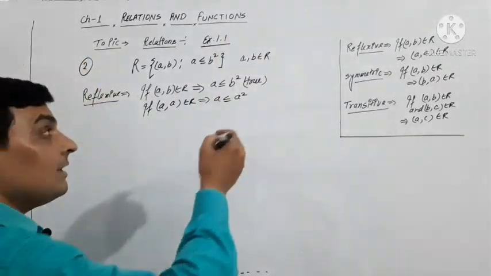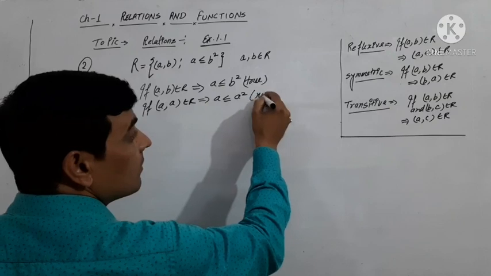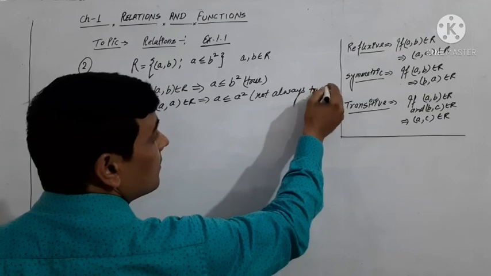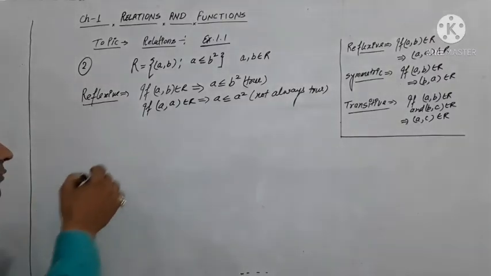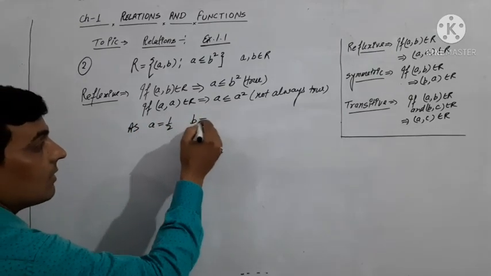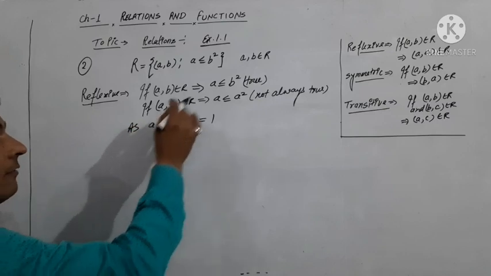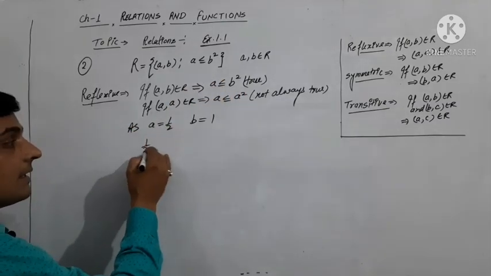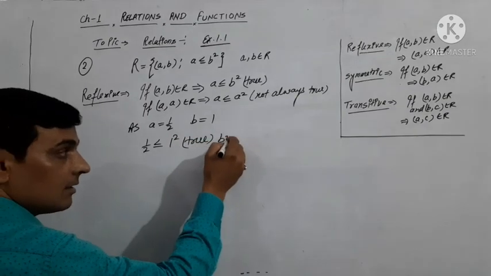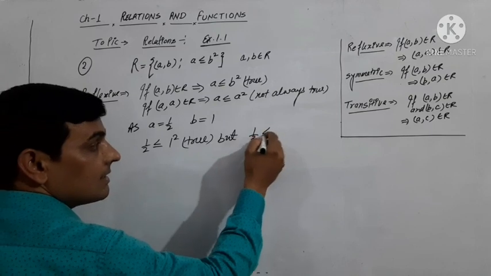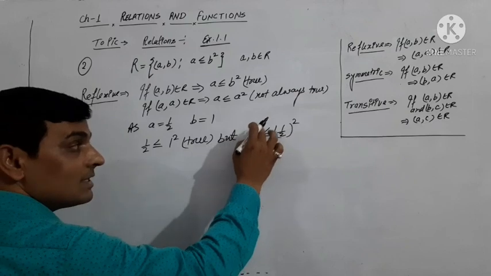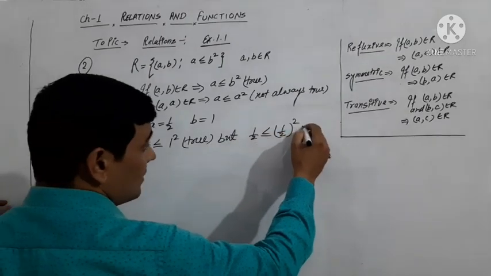No, it will not always be true. Why is this not always true? If we take a equals half and b equals 1, then in the first condition, half is less than or equal to 1 square. This is true. But is half less than or equal to half square? What is half square? 1 by 4. Is 1 by 2 less than or equal to 1 by 4? This is not true.